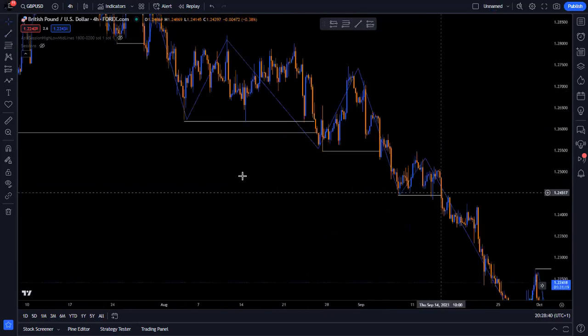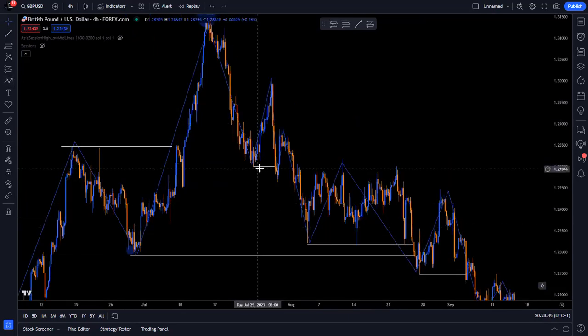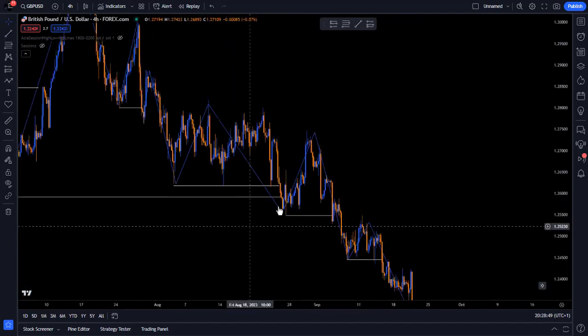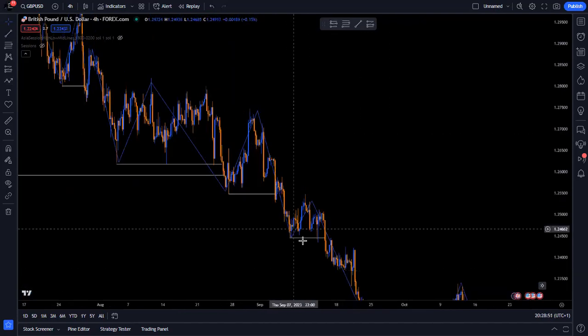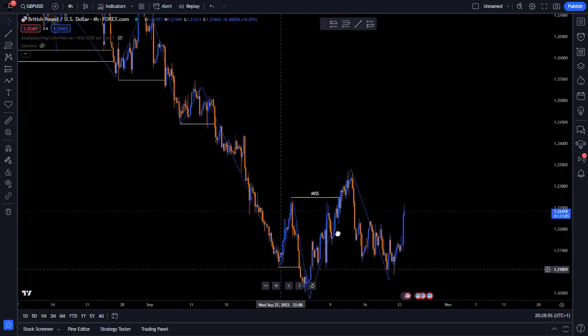And then I told you that after every break of structure, you always have a pullback. If you observe, you're going to see break of structure right here, pullback. Break of structure right here, we had a pullback. Break of structure right here, we had what? A pullback. Break of structure right here, we had a pullback.